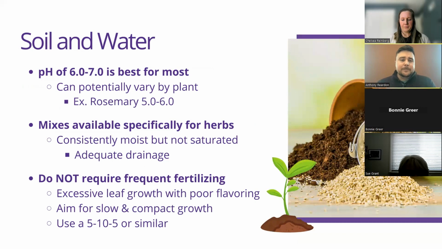So speaking of soil, the primary soil pH that you're going to want to aim for is right where that happy spot is for most of your fruits and vegetables, right? It's that slightly acidic to neutral range. That said, some plants will vary with this. Rosemary, for example, likes a little bit more of an acidic soil. So again, it's going to depend on the exact plant that you're growing. So you want to do your research.